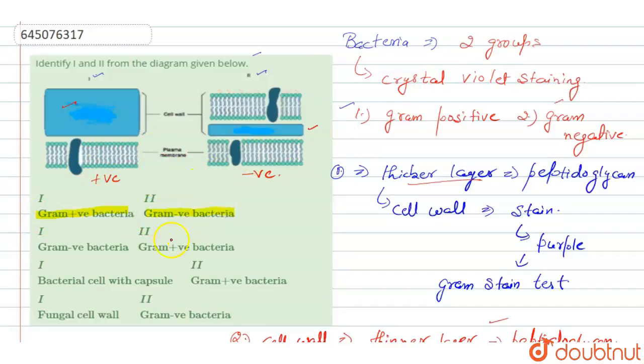Apart from this, the rest of the options: the first one here is gram negative and gram positive second, this one is wrong. Third is the bacterial cell wall with capsule, so this is not the diagram of a capsule, this one is also wrong. Next, fungal cell wall. The fungal cell wall is made up of chitin, so this one is also wrong. So the right answer for our question here is option number 1.